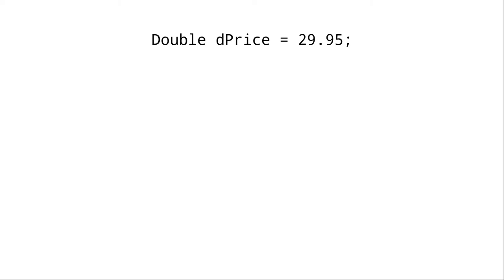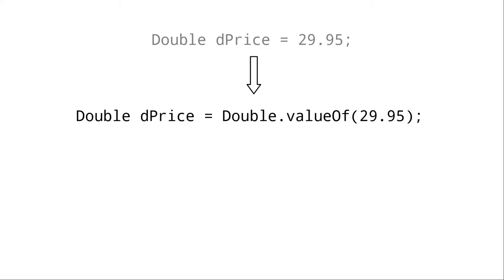In this example, the right-hand side, 29.95, is a primitive, and the left-hand side is a Double object. Behind the scenes, Java is actually doing this. It's calling the valueOf method in the Double class to wrap the primitive 29.95 as a Double object. This conversion is called boxing. The reverse, from an object to a primitive, is called unboxing.